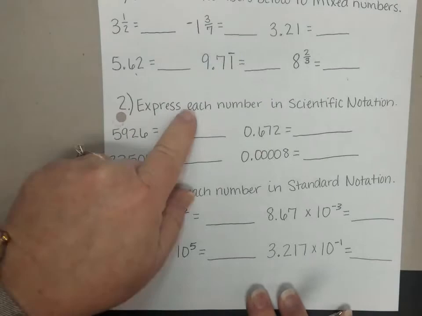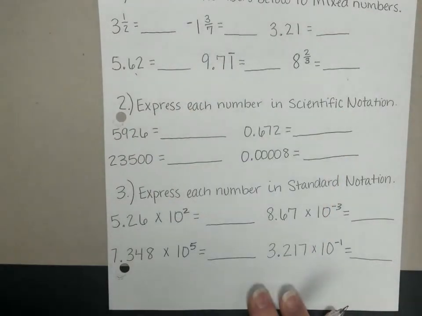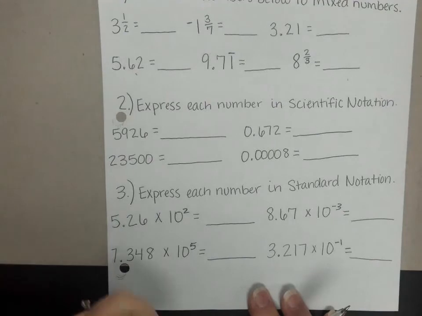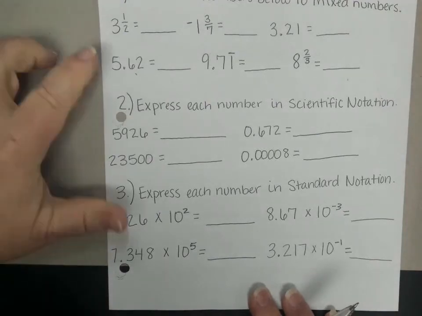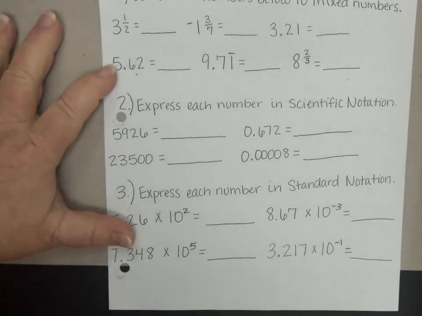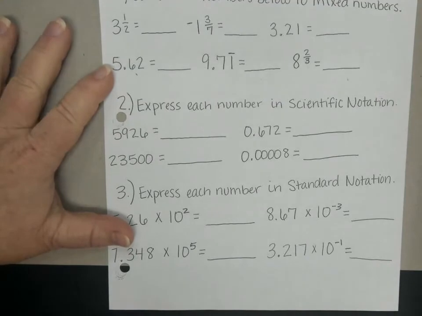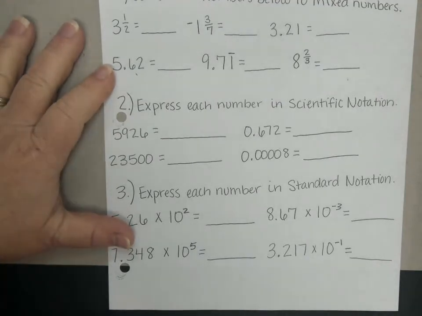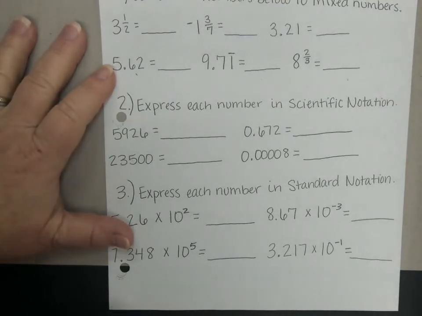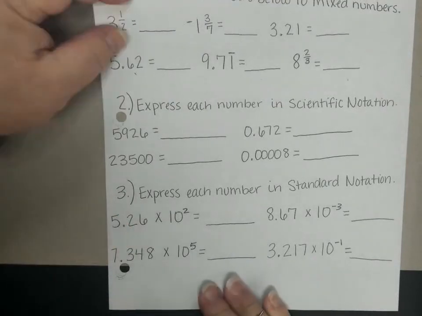Express each number in scientific notation. Remember, you're going to need to use your mode key, and you will need to get the number into scientific notation. Please remember, if you don't remember what E represents, you need to ask your teacher so that you will write it correctly. Writing E in your answer is not correct.